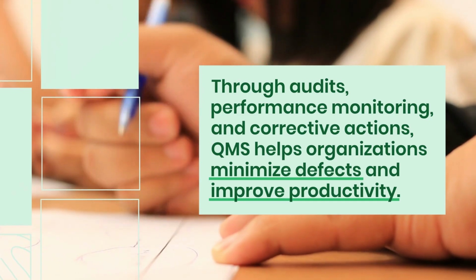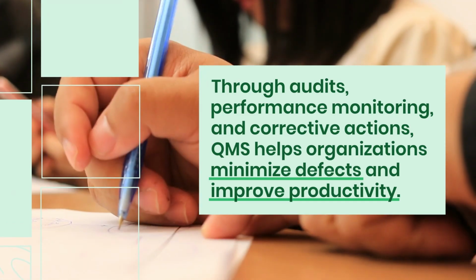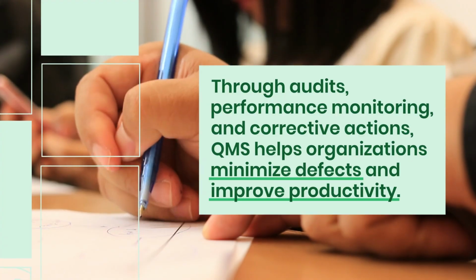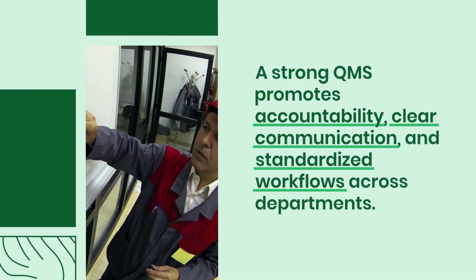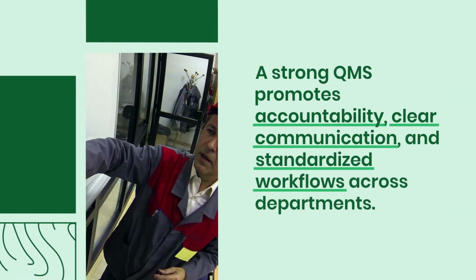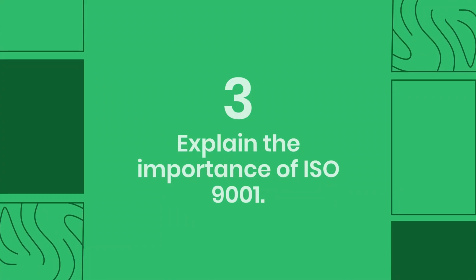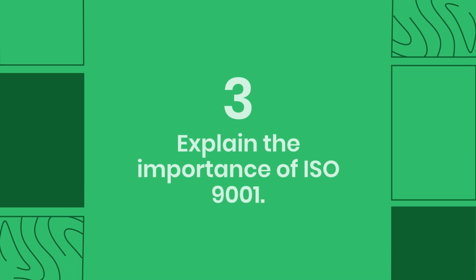The system focuses on customer satisfaction, risk management, process control, and continuous improvement. Through audits, performance monitoring, and corrective actions, QMS helps organizations minimize defects and improve productivity. A strong QMS promotes accountability, clear communication, and standardized workflows across departments. 3. Explain the importance of ISO 9001.